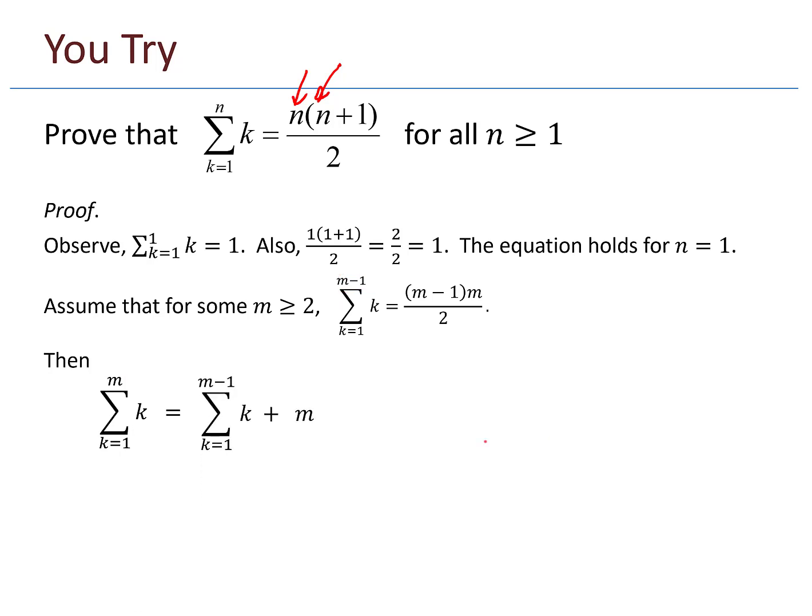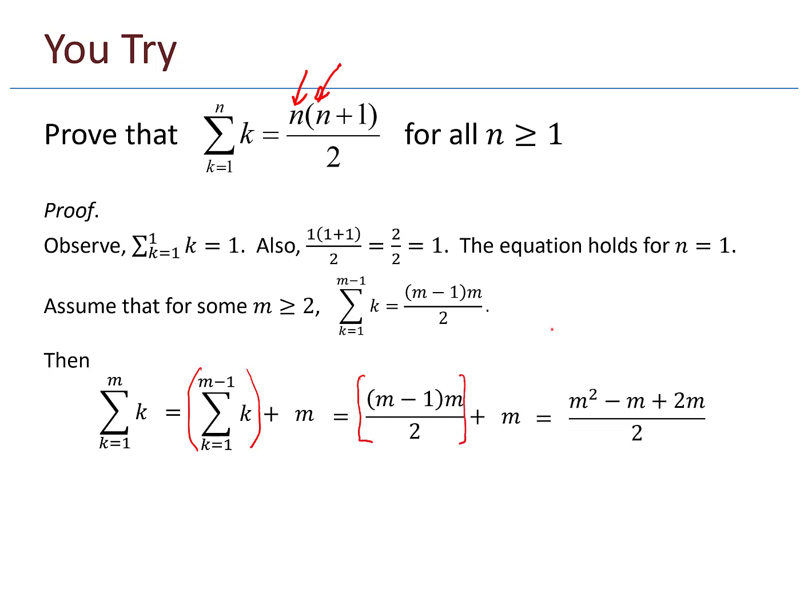I will break it apart. I break it into all the terms except the last, plus the last term. But I know something from my assumption about summing up all those terms but the last. That is m minus 1 times m over 2. That was my induction hypothesis. Do a little algebra, simplify, simplify, and look what we get.